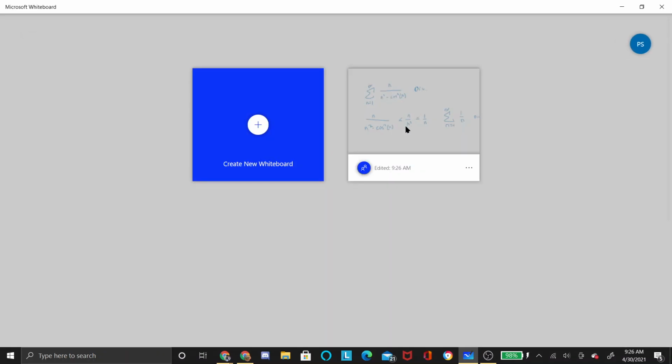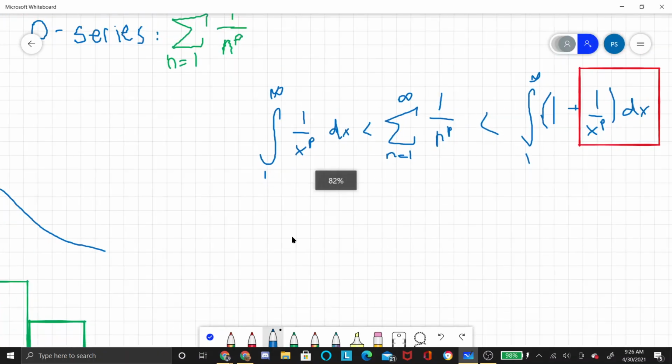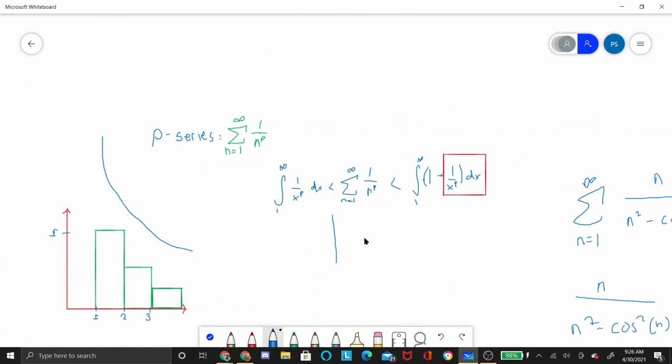That's basically it for everything on the p-series. Hopefully this proof you can keep in mind and it'll help you out a little bit. And then also using it in different scenarios, the p-series is very useful because the rule is so simple: if p is greater than 1, it converges. If p is less than 1, it diverges.